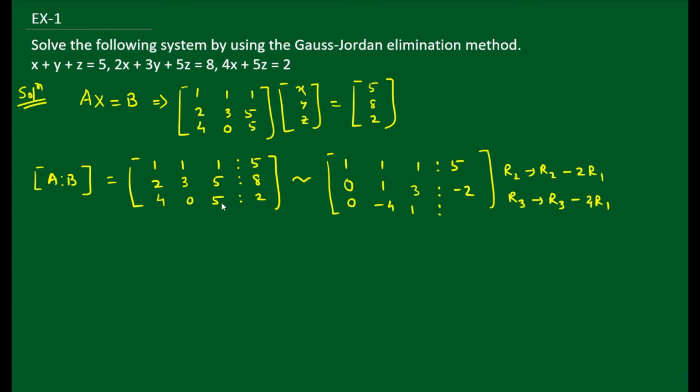Okay, so it's 5, 4. So it will be minus 18, I guess. So let me check once again. Okay, 2 minus 4 into 5. Yeah, it's minus 18.